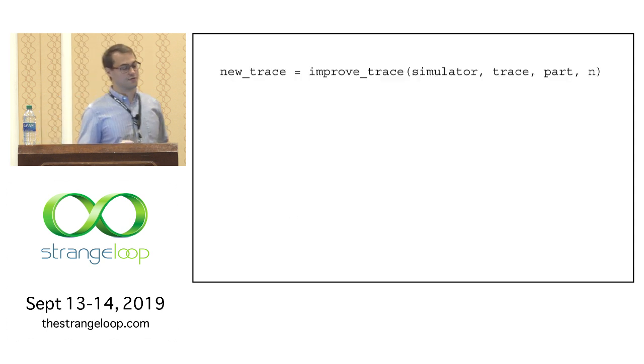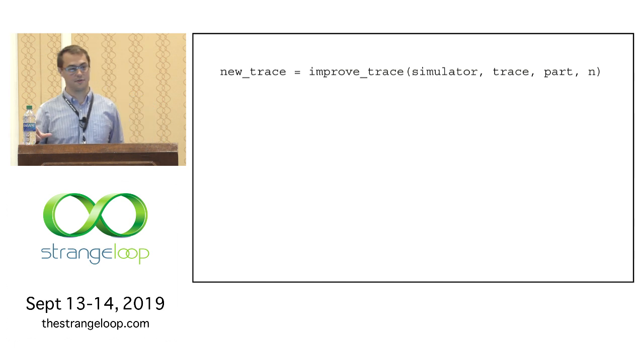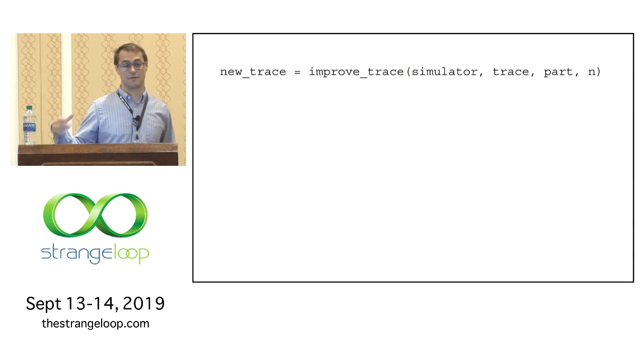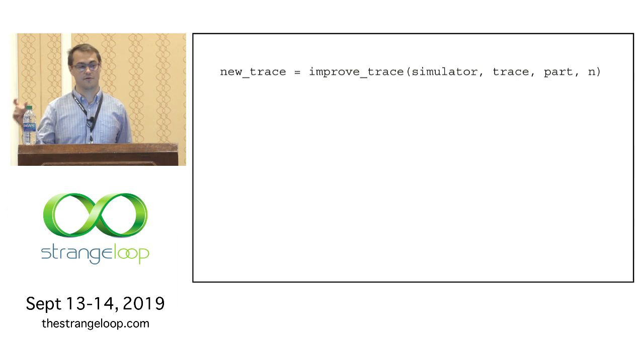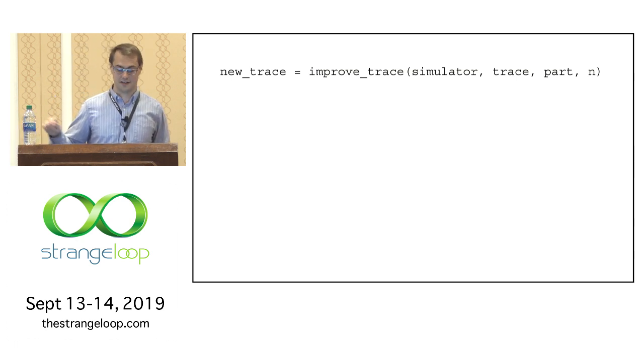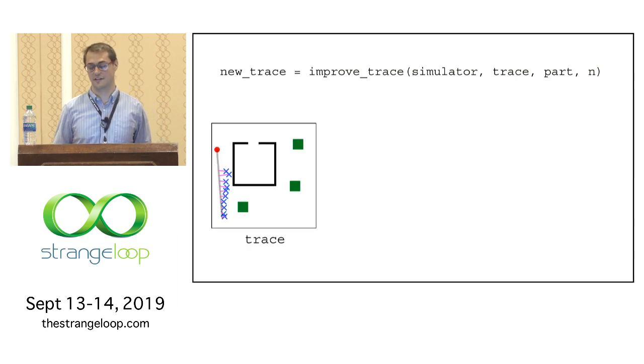So this we're going to call improved trace. And that's going to take a simulator, a trace of that simulator, this time a complete one, and a part of the world to try to improve, and a computation budget n. And it's going to return a new trace that hopefully makes more sense, and that stretches the simulator less.